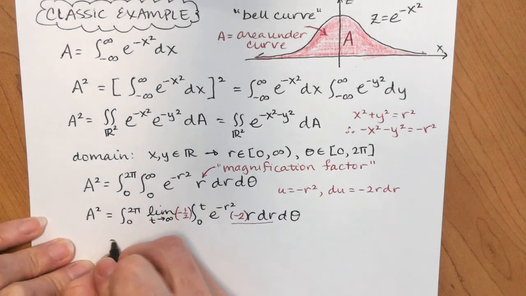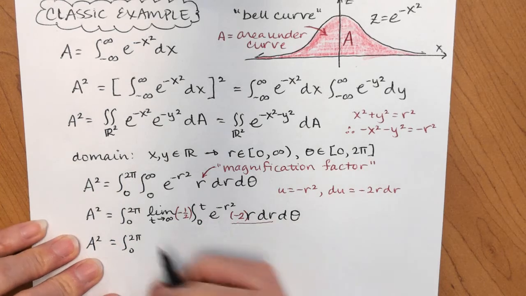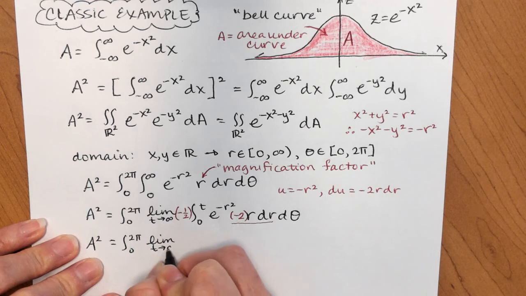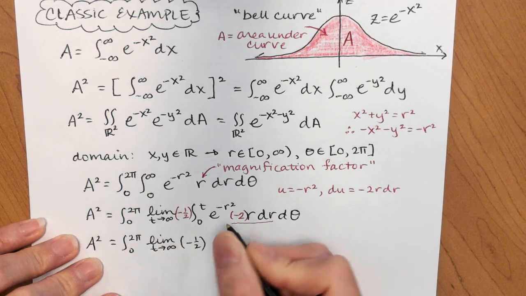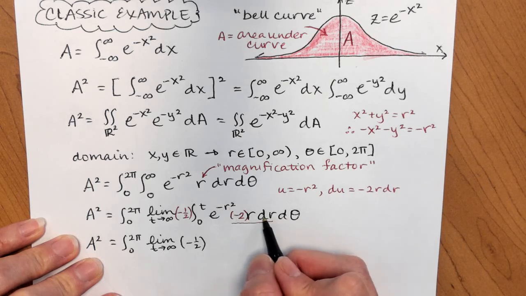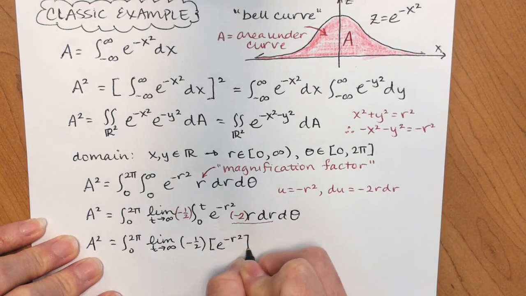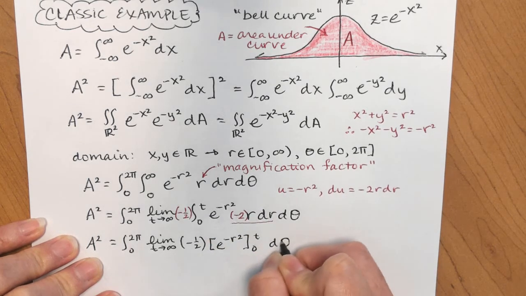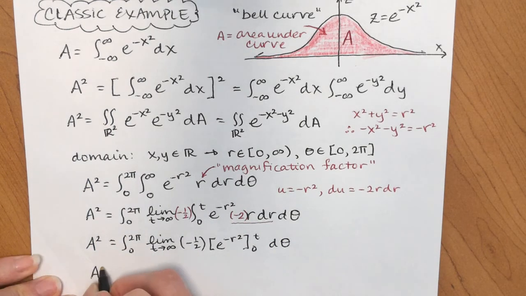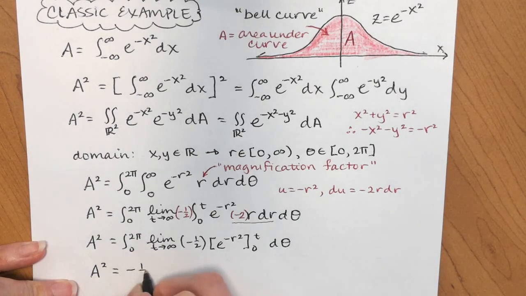So now I can integrate this. A squared is the integral from 0 to 2 pi times the limit as t approaches infinity of negative 1/2, and e to the negative r squared times negative 2r dr just becomes e to the negative r squared from 0 to t. Okay, I'm going to pull my negative 1/2 out to the front. A constant multiplier can be taken out of the integral.